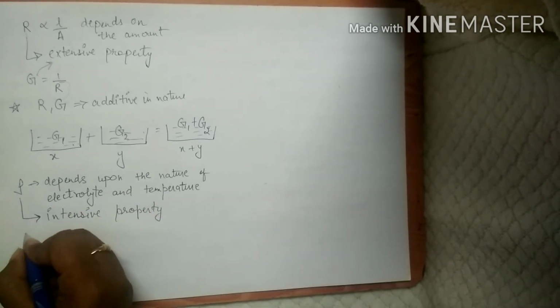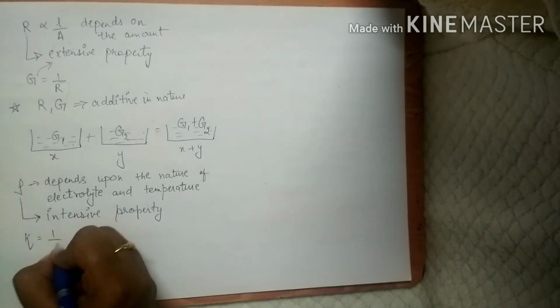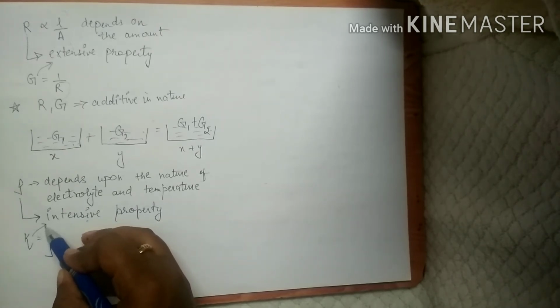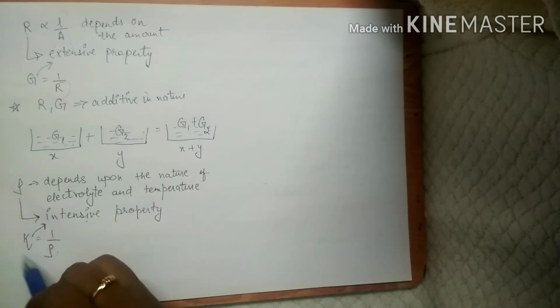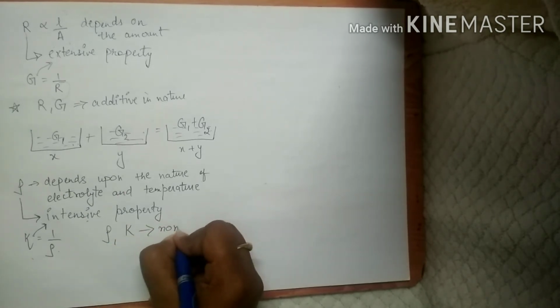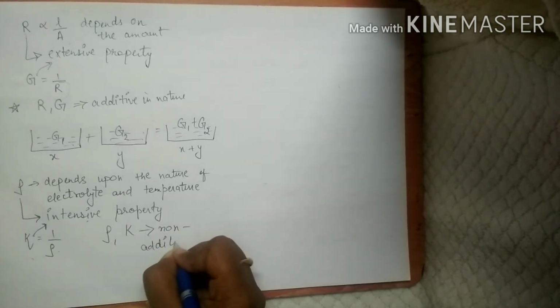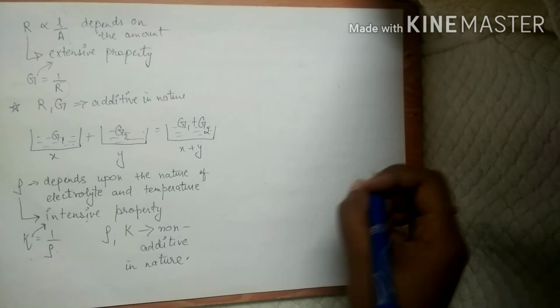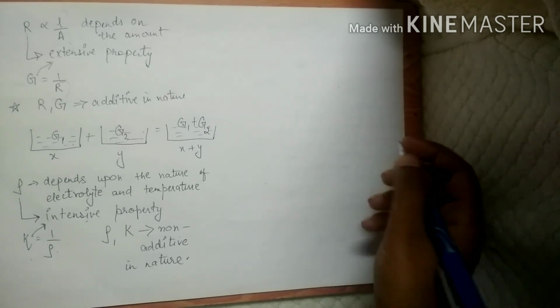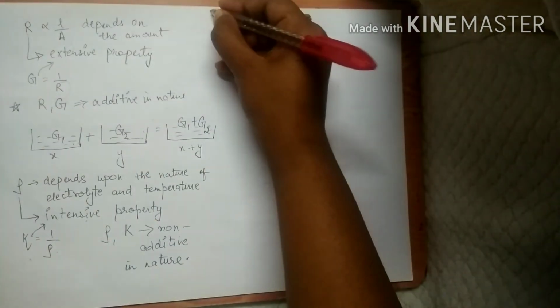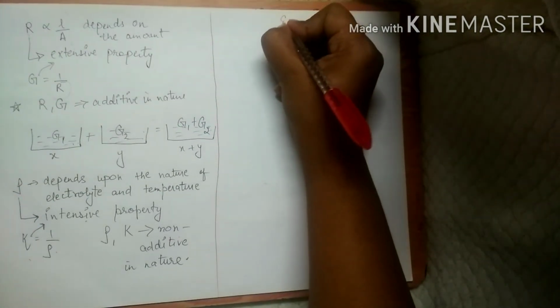and because your kappa, specific conductivity, is 1 upon rho and your rho is an intensive property, kappa is also going to be an intensive property, right? So both of them are intensive properties. So your rho and kappa are non-additive in nature. Right, so these are all about the properties of your resistance, conductance, resistivity and conductivity. The next topic we are going to cover is the types of electrolytic conductances.